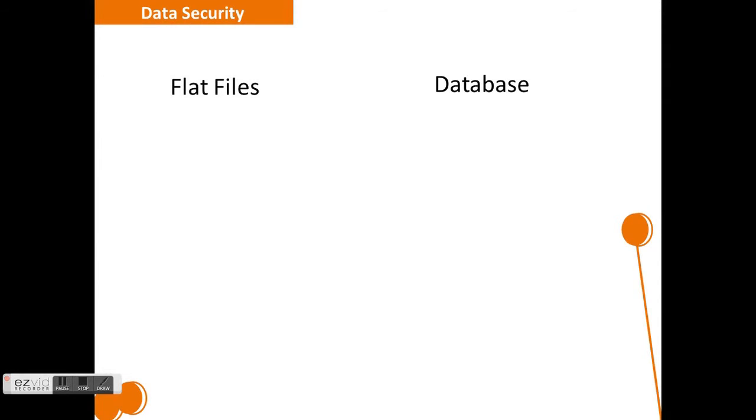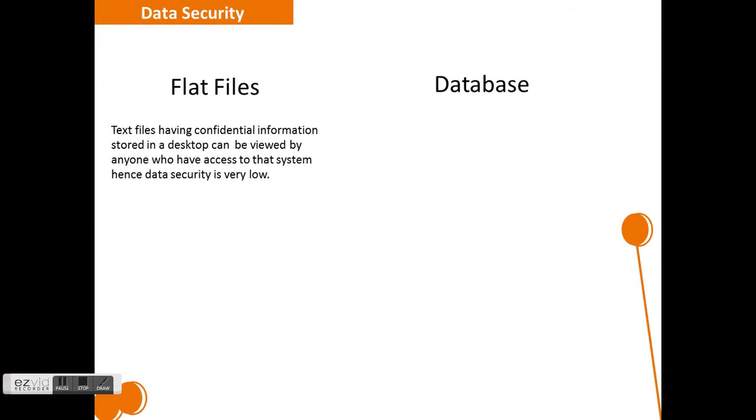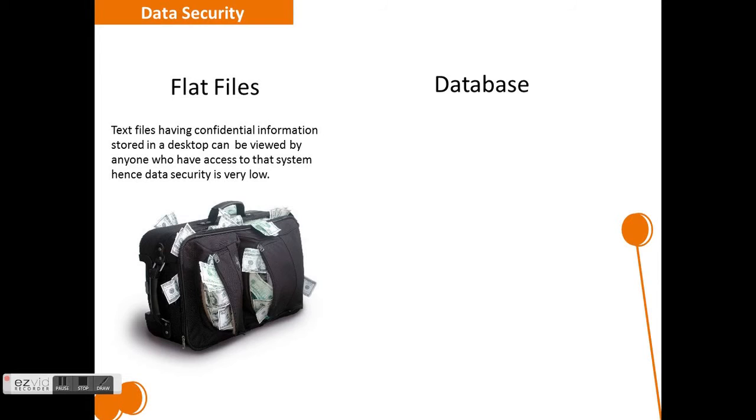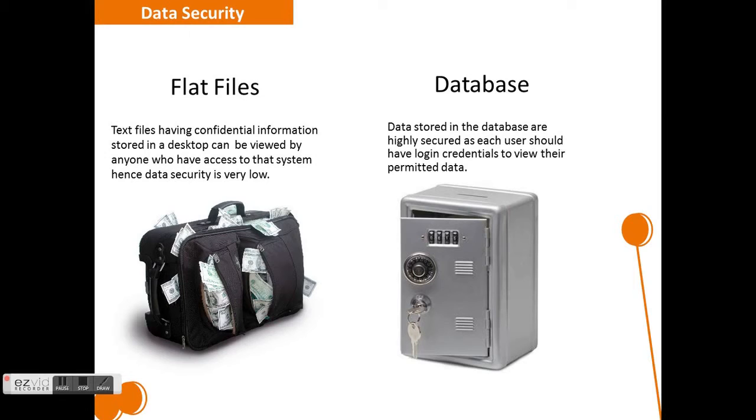Now let's look into the last CC, which is data security. Flat files having confidential information placed on the desktop are highly vulnerable because they can be viewed by anyone who has access to that system. Whereas data stored in the database is highly secure because every user should have his own credentials to log into the database to view his data, and he can view only that data which he is permitted to view.